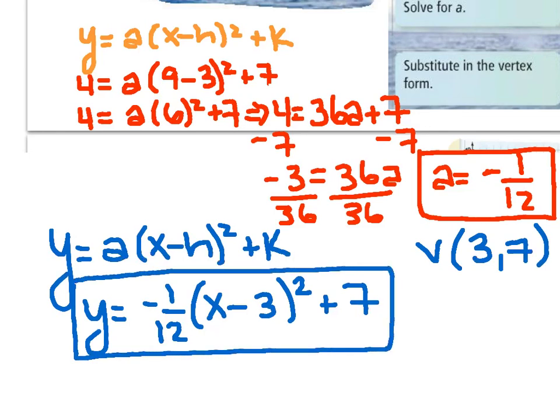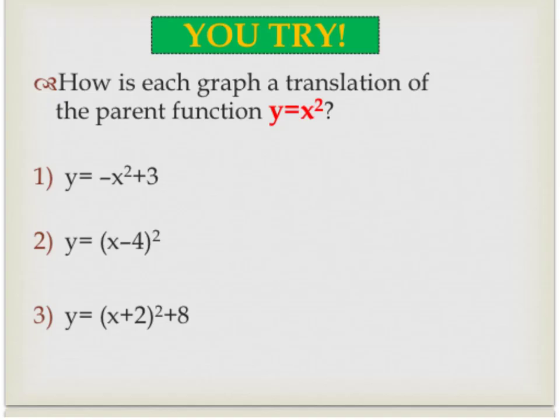Now double check. Notice how my a was negative? Well, think about the path of a dolphin, right? He's jumping out of the water and back into the water. a should be negative, right? Because we're opening down. So this is going to be the equation of the path of that dolphin jumping out of the water and back in the water. Alright, now give these a try, describing the transformation from the parent function. Alright guys, please refer to the dolphin example in order to do this try problem.